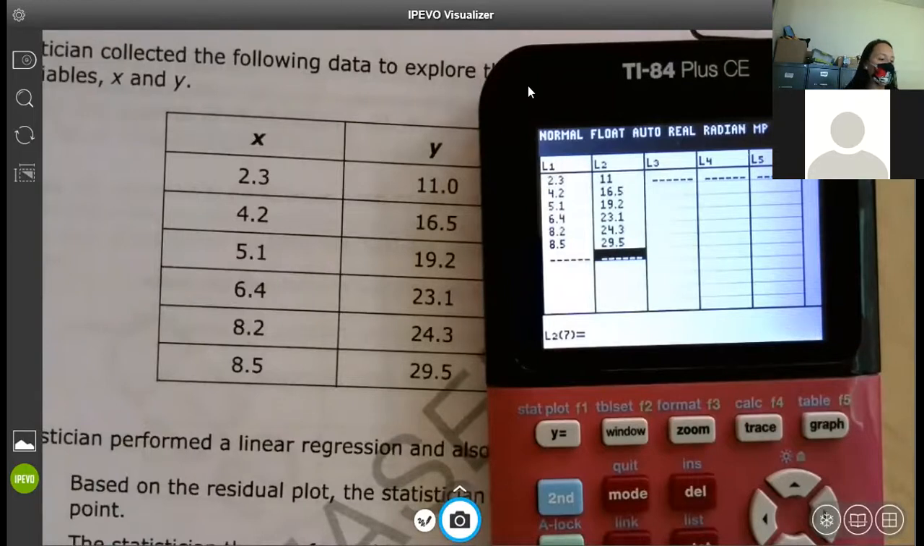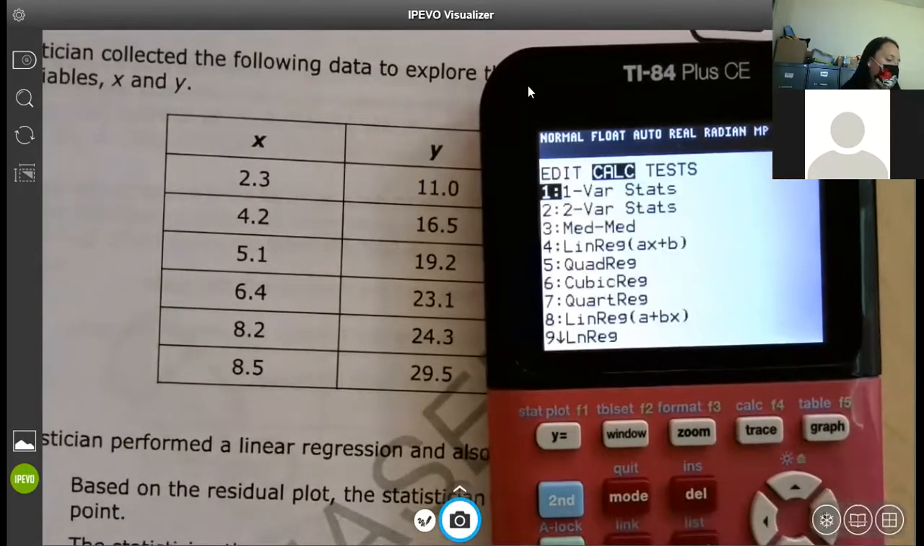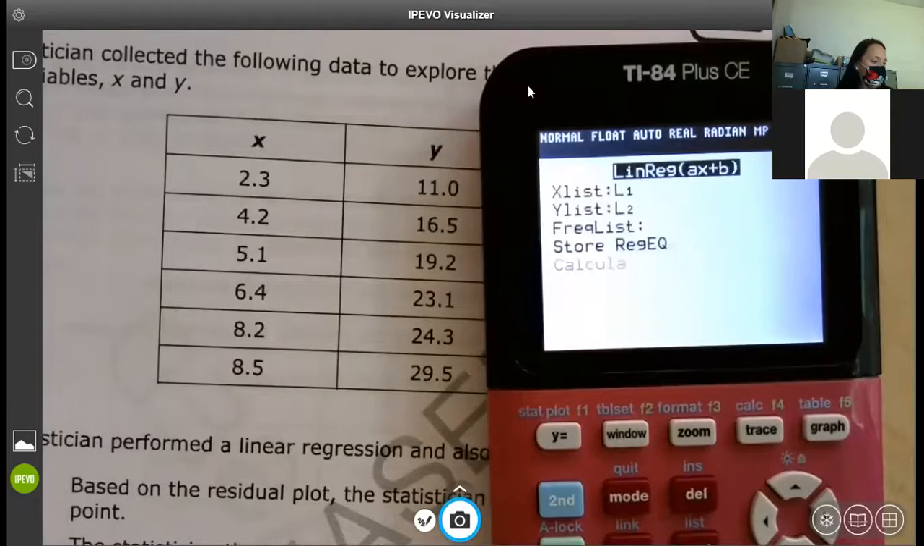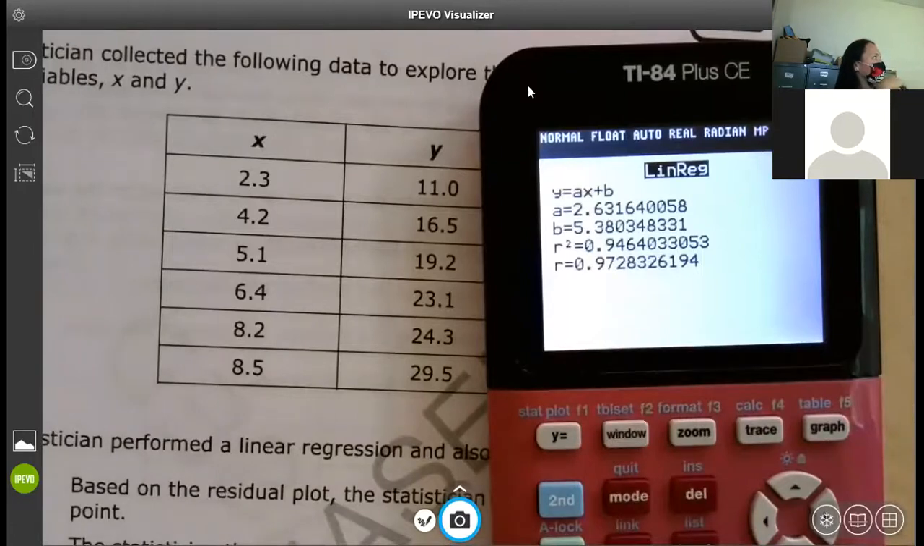Okay. Once we get there, we're going to go to stat and calc. Anytime it says linear regression, stat, calc, and linear regression. We're going to hit enter. And do you guys remember how you get that R in there? Because when you get your calculators, it won't be there. Do you remember what you have to do to get the R?